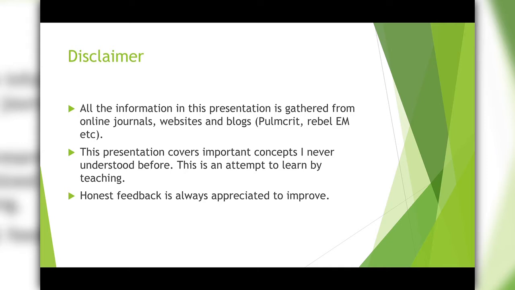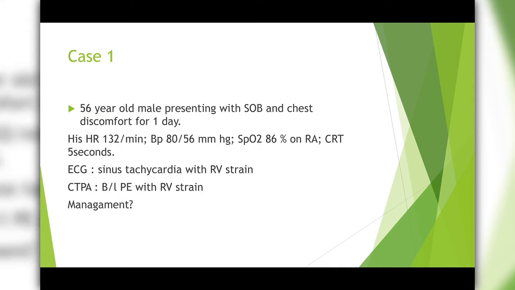Let's begin by looking at two cases. A 56-year-old male presenting with shortness of breath and chest discomfort for 1 day. His heart rate is 132, blood pressure 80/56, saturating at 86% on room air, and his cap refill is 5 seconds. His ECG showed sinus tachycardia with RV strain, and the CTPA showing bilateral PE with RV strain. How do we manage this patient?